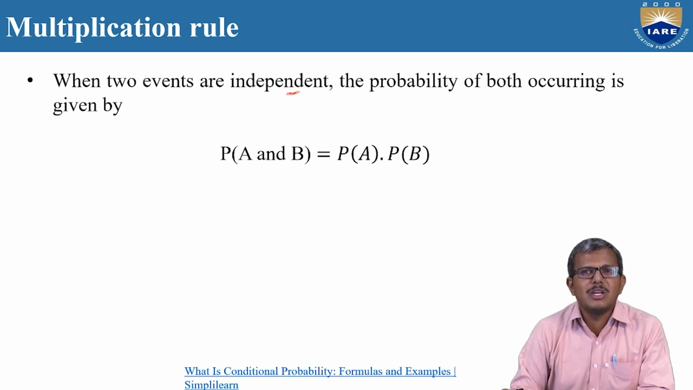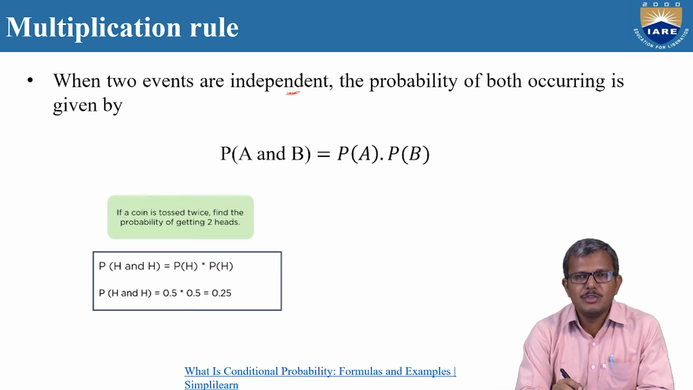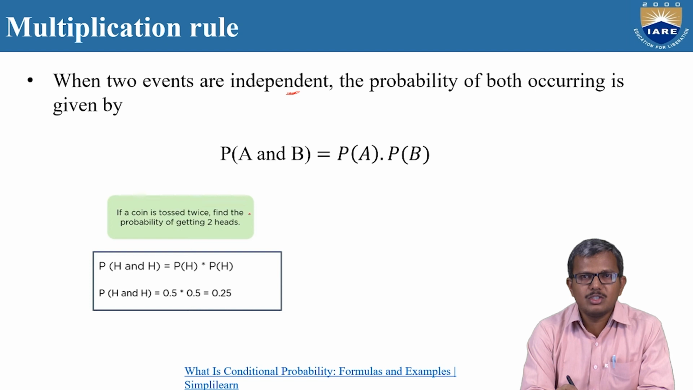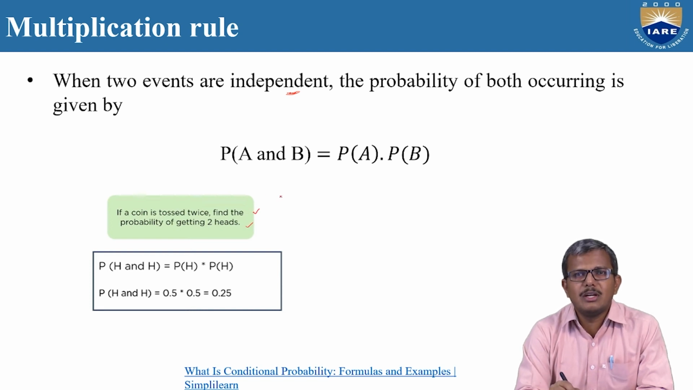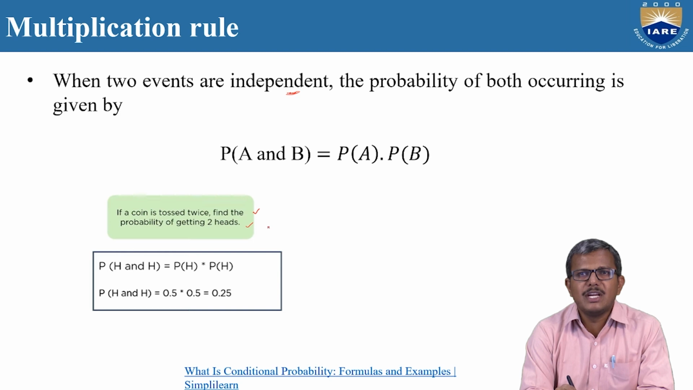Okay, let us try to see some examples. If a coin is tossed twice, find the probability of getting two heads. Whenever a coin is tossed, we need to find the probability of getting two heads. The probability of getting a single head is represented as probability of H. But we are talking about two heads now, so we need to calculate the probability of H and the probability of H. In this case, it is probability of H into probability of H.